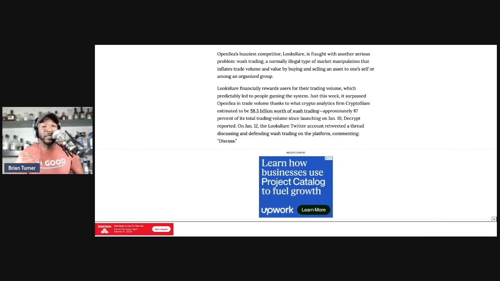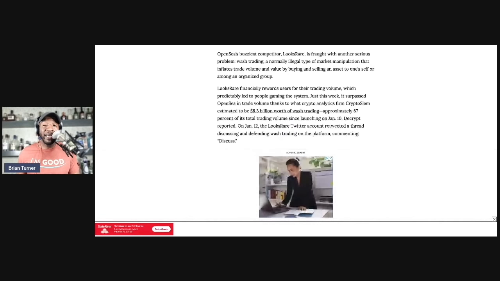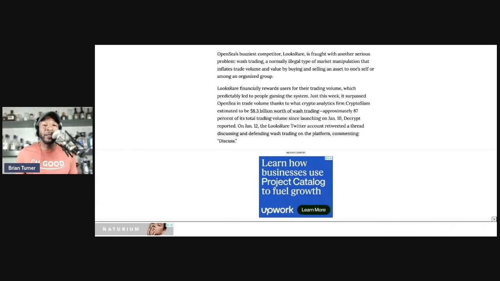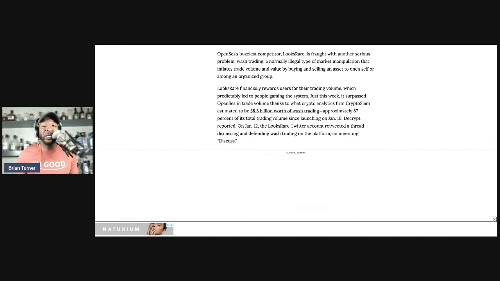So OpenSea's buzziest competitor, LooksRare, is fraught with another serious problem, wash trading, a normally illegal type of market manipulation that inflates trade volume and value by buying and selling an asset to oneself and among an organized group. They're basically talking about projects. They buy up their project, they set the price. I mean, it's pretty intense what goes on behind the scenes, but that's what they're talking about. LooksRare financially rewards users for their trading volume, which predictably led to people gaming the system. Just this week, it surpassed OpenSea trade volumes, thanks to, a crypto analyst firm, CryptoSlam estimated, $8.3 billion worth of wash trading, approximately 87% of its total trading volume since launching on January 10th.